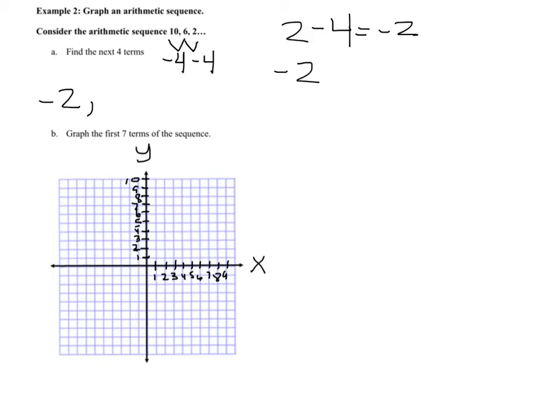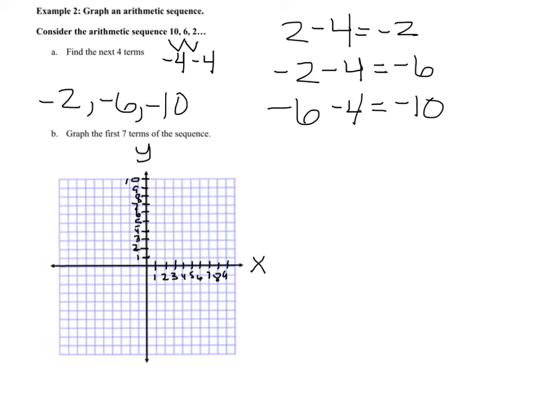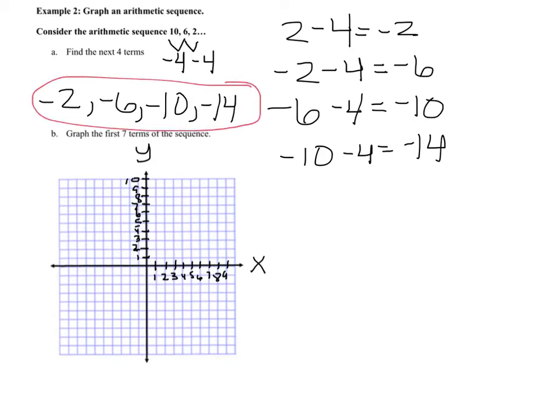Then we'll take negative 2 and subtract 4, we'll get negative 6. Now we'll take negative 6 and subtract 4, and we'll get negative 10, which is the next term. And then we'll take negative 10 minus 4 and get negative 14. So those are the 4 terms that they wanted us to find.